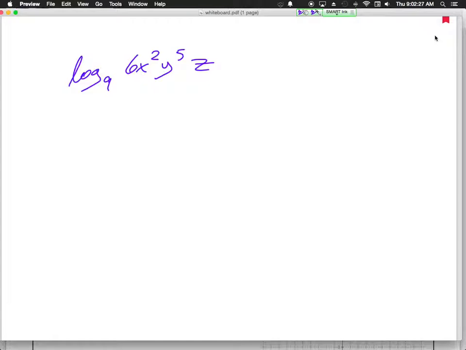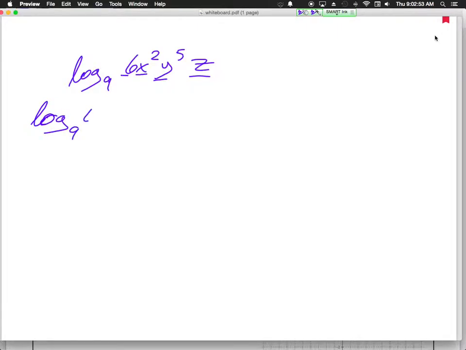So how many logs am I going to end up with on this problem? 4. Because I have 4 things being multiplied. I've got a 6, I've got an x squared, I've got a y, and I've got a z. So however many things are being multiplied or divided, that's how many logs you're going to end up with. So the first thing you do is get all your logs.